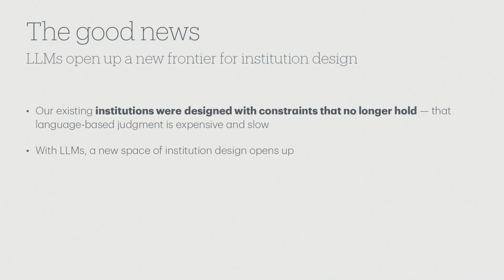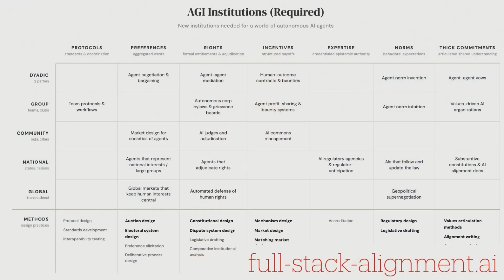But the more general takeaway is that many of the institutions we've designed for human societies were designed with constraints that are no longer true. That constraint was that language-based judgment is really expensive and really slow. Now, if we have language models, there is potentially a whole new space of creativity that opens up in our capacity to design institutions, which we're going to need to do to solve some of the challenges we're going to be facing. So to conclude, let's fill out this grid.